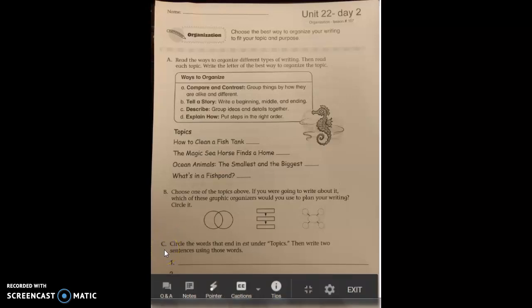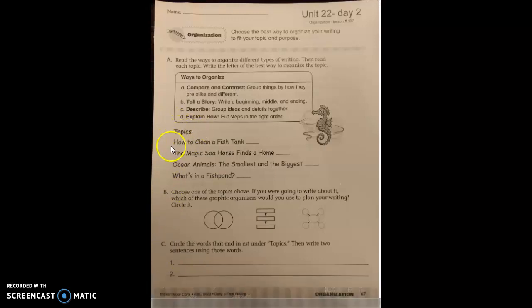All right, part C. We're going to circle the words that end in EST under topics. Then we're going to write 2 sentences using those words. Okay, so if you look up above under topics, the third topic down says smallest and biggest. Please circle those 2 words. Now use each of those words in a complete sentence. Don't forget to use a capital letter and a period.